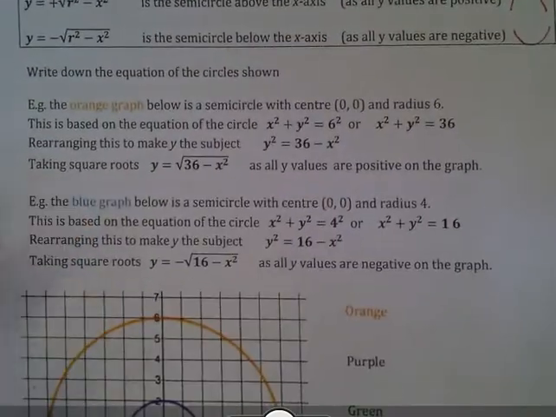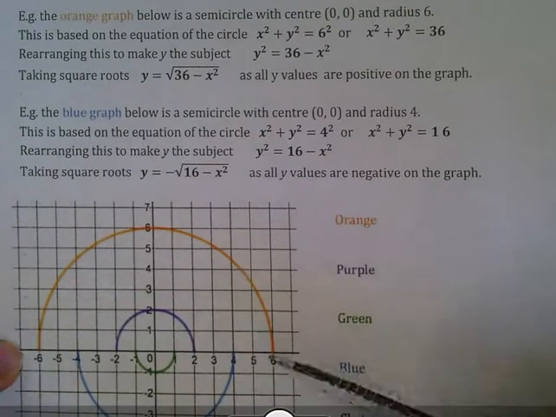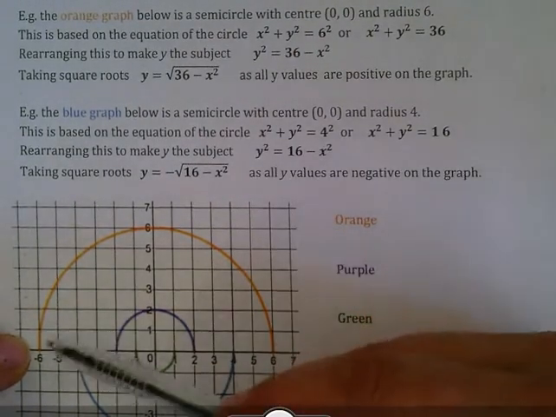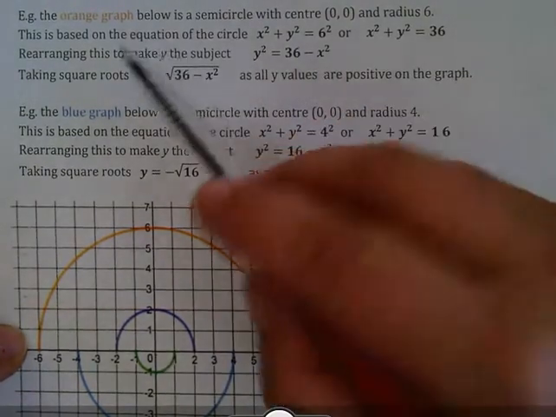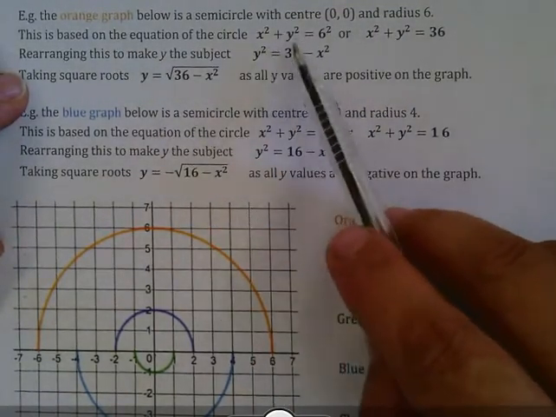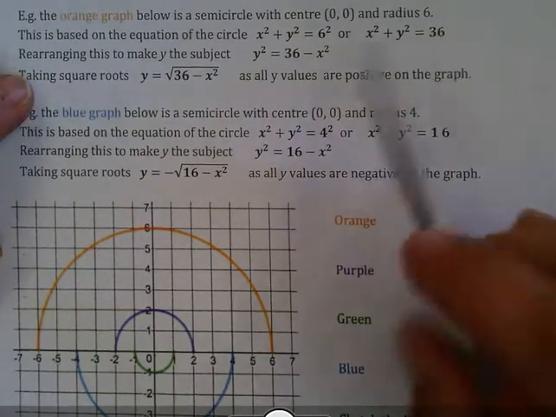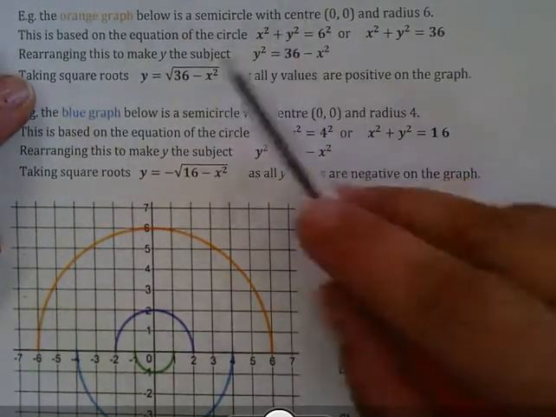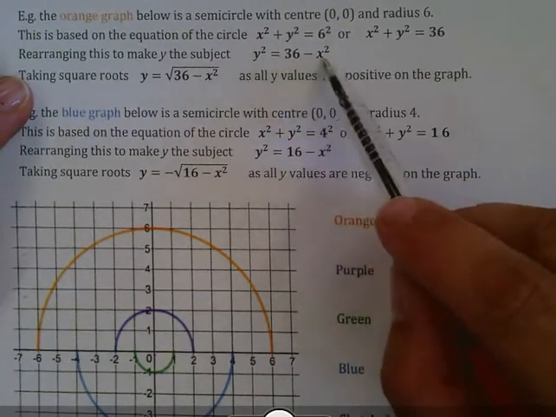Now, for example, let's look at the orange graph there. You would recognize that as a circle, well, it's a semicircle, with center 0, 0, radius 6. This is based on the equation of a circle, x squared plus y squared is 6 squared, or x squared plus y squared is 36. Let's make y squared the subject by taking x squared over. We've got y squared is 36 minus x squared.